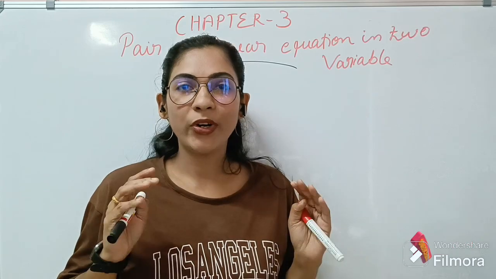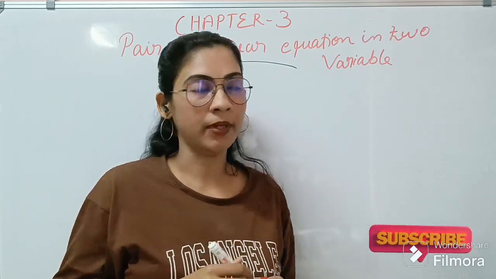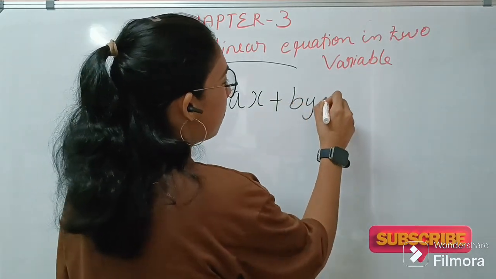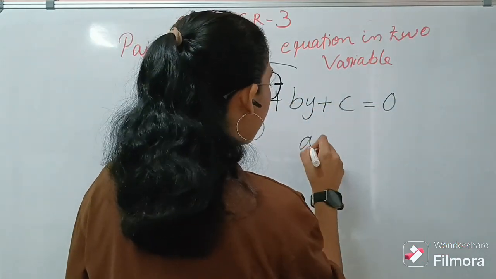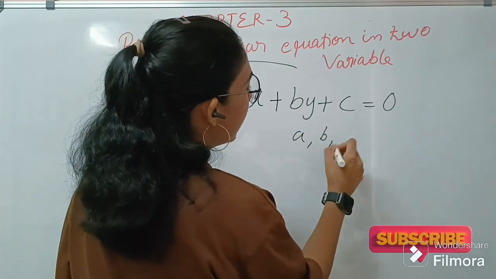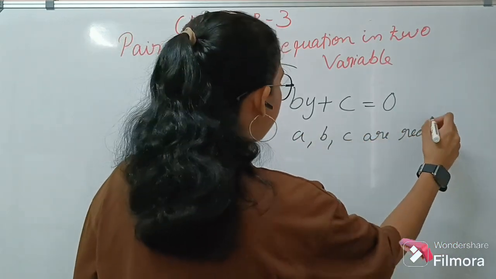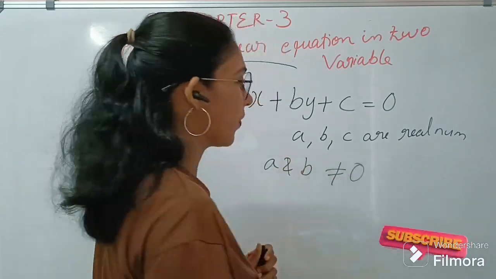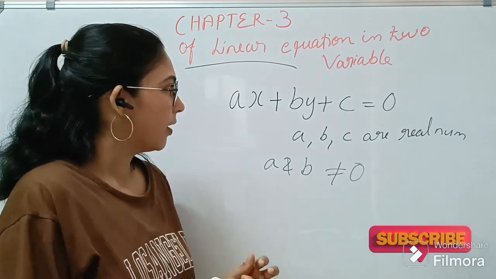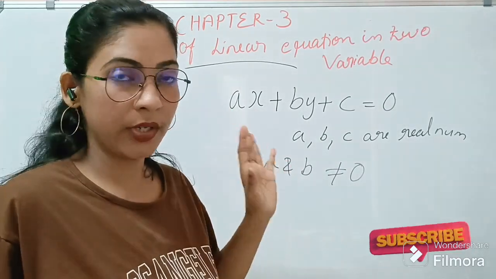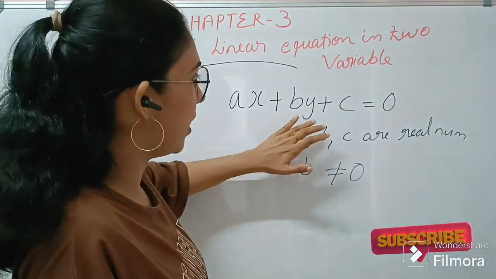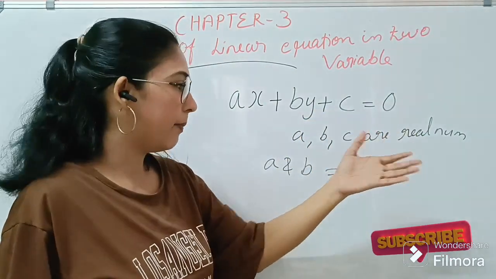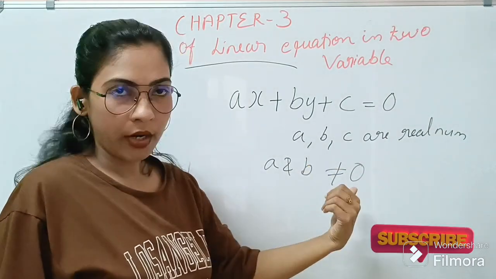And so what is the general form of a linear equation in two variables? Let me show. That is ax plus by plus c is equal to 0, where a, b, c are real numbers and also a and b not equal to 0. Okay, so this is the general form of a linear equation in two variables, that is ax plus by plus c is equal to 0, where a, b, c are real numbers and a and b not equal to 0.